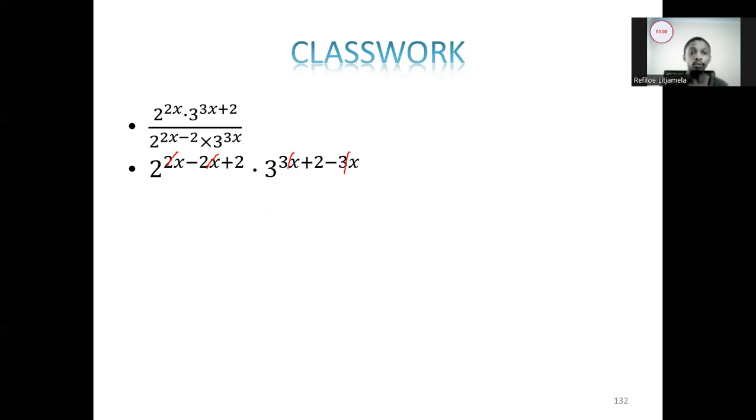Please note that the two bases are still multiplied. So you will have 2 squared multiplied by 3 squared. 2 squared though is 4, 3 squared is 9. So you're multiplying 4 and 9, and 4 times 9 will give you 36. We good? All right.